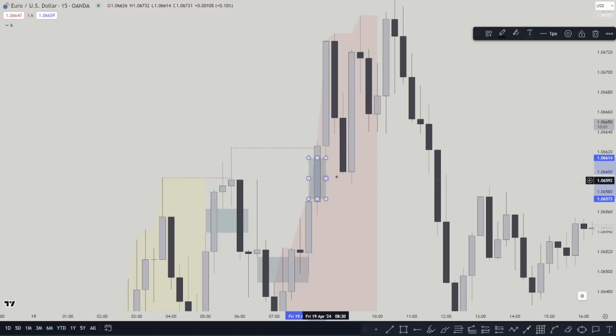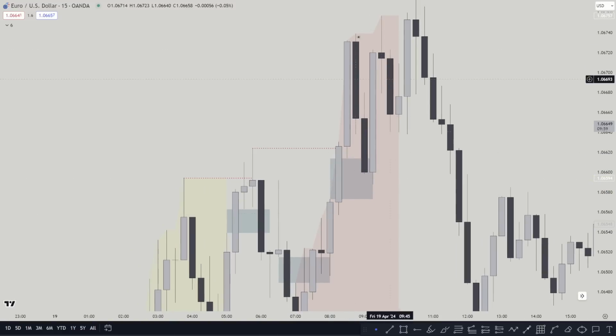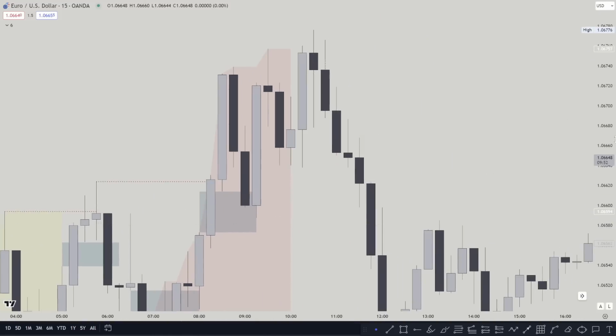So you see, one simple step, which is determining if we have displacement or not. And there you go, we have displacement here. Price decided to come to the fair value gap and respect it. But then the same thing here.